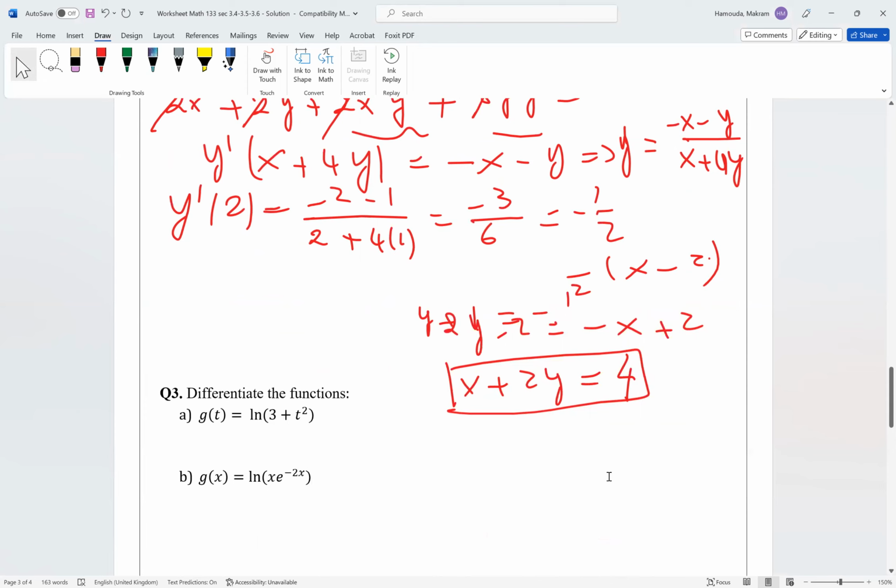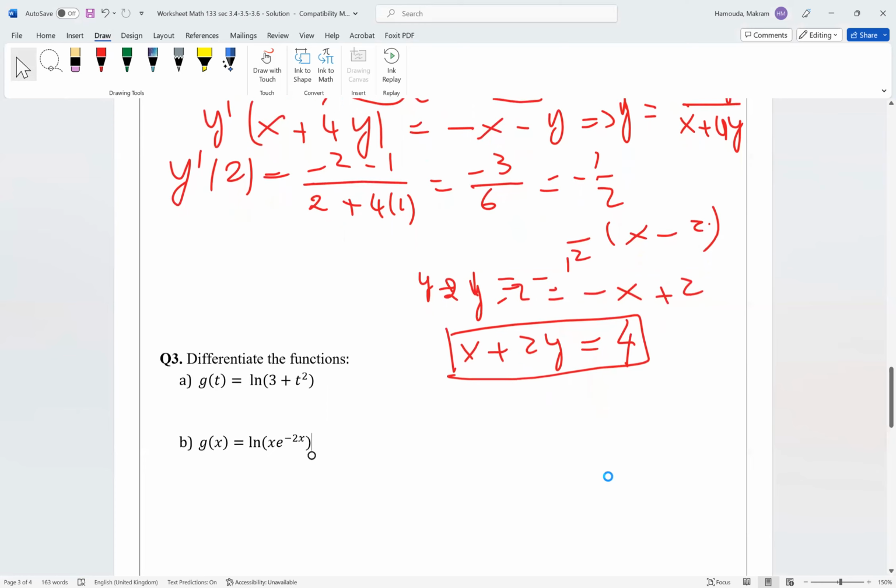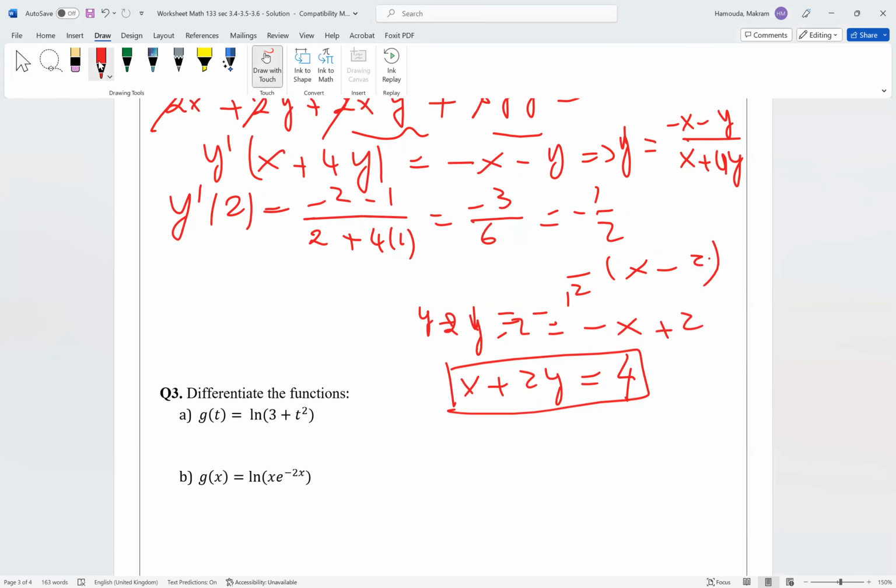Now the derivative in question 3 of the function g of t equal to log of 3 plus t squared is given by g prime equal to u prime over u. So 3 plus t squared in the denominator, and in the numerator the derivative is 2t. That's it.